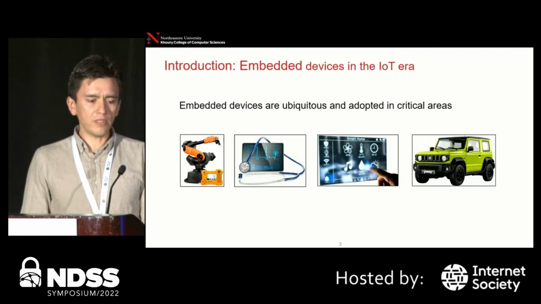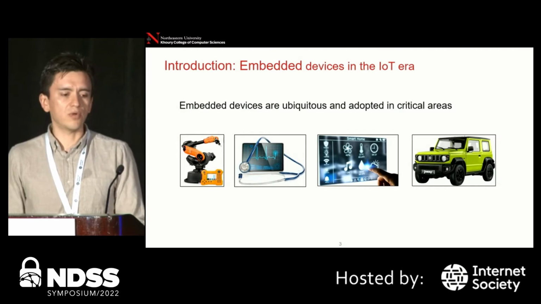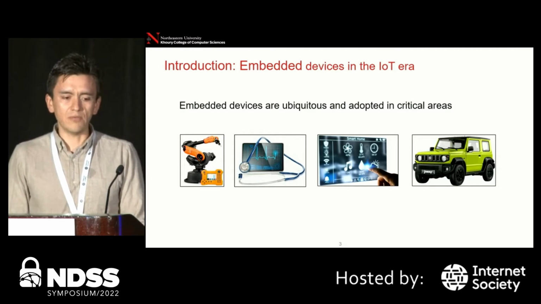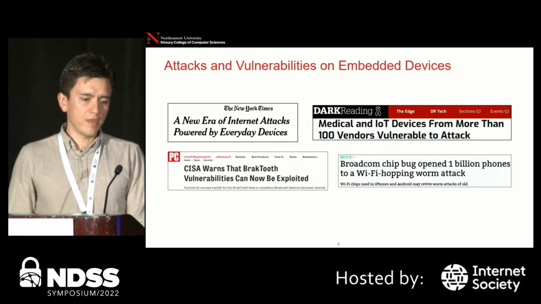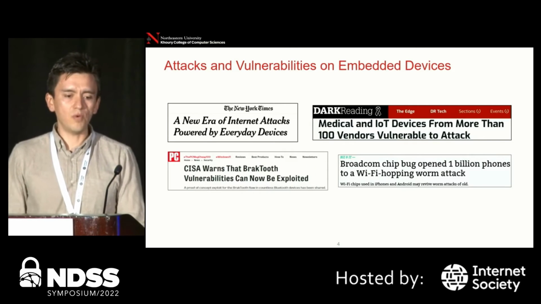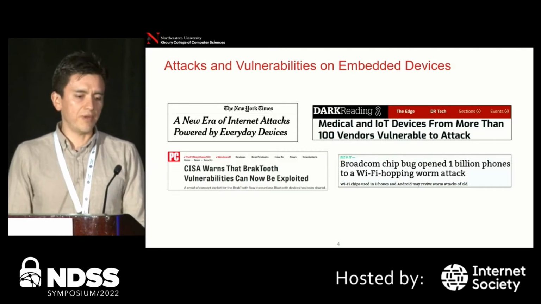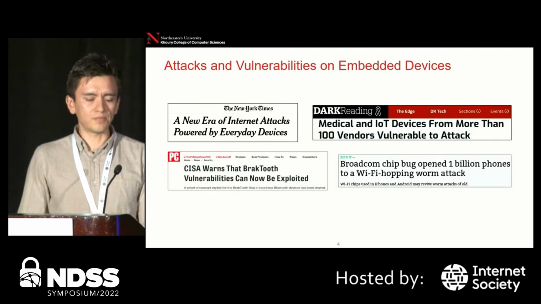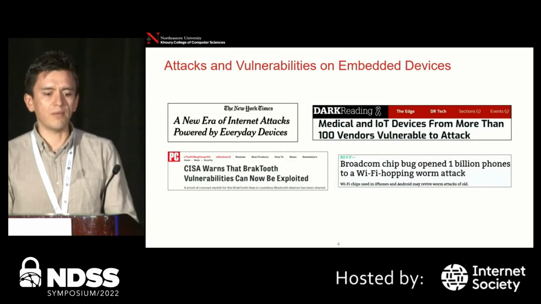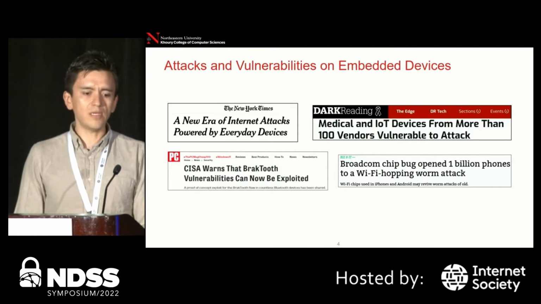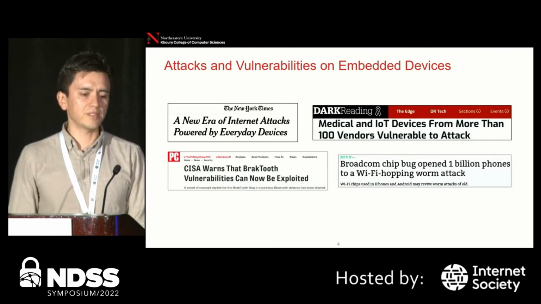So embedded devices are ubiquitous and adopted in critical areas, for example, intelligent factories, healthcare, smart homes, and the automotive industry. Because of the importance of these devices, they are the target of major attacks affecting essential infrastructure. Also, in the last few years, security researchers have identified critical vulnerabilities that expose millions of devices to high risk.